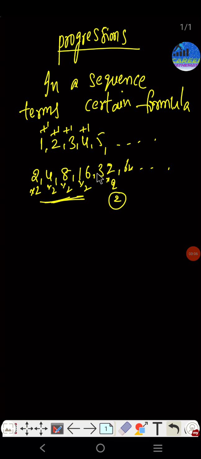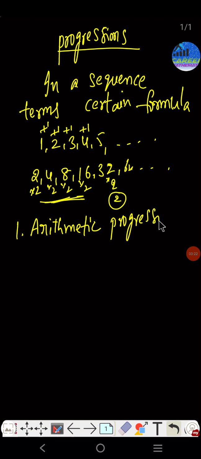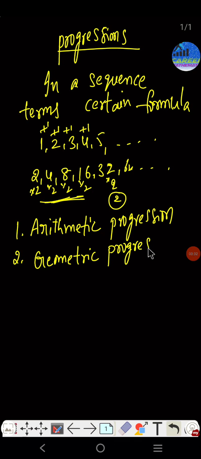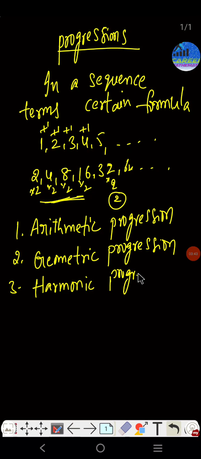Now how to classify these types of progression? Mainly there are three types of progressions. First one is the arithmetic progression. Second one is the geometric progression. And third one is the harmonic progression.